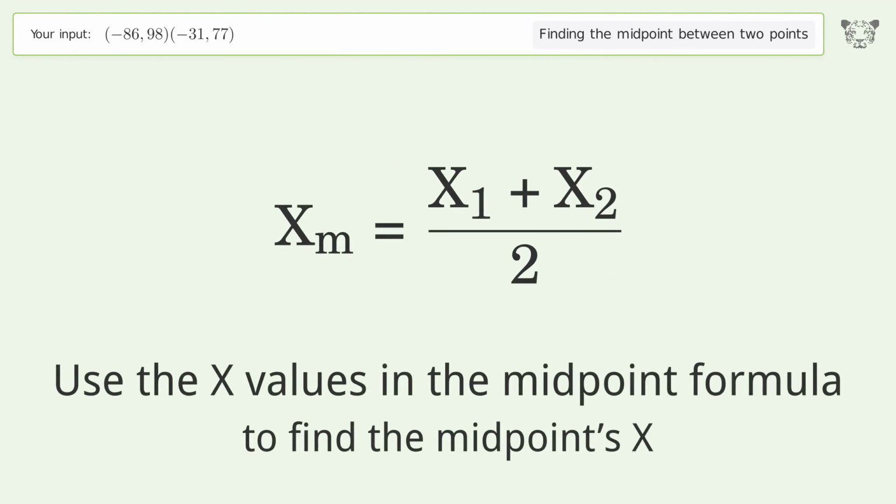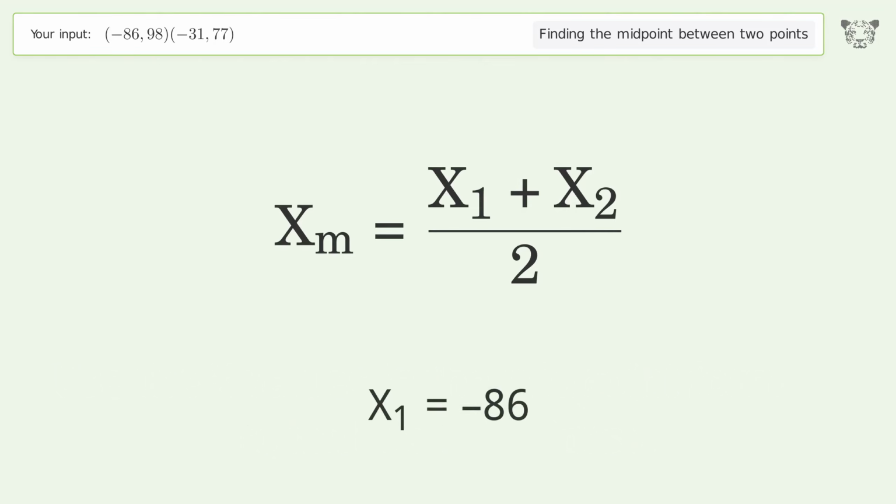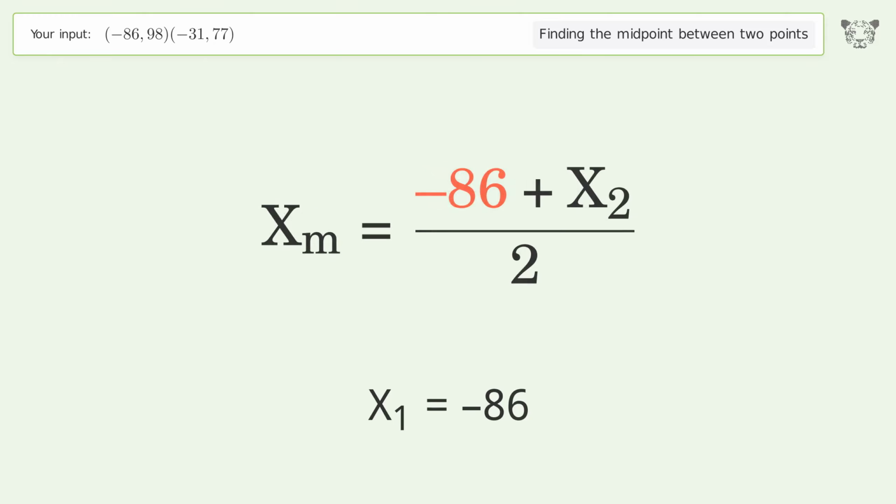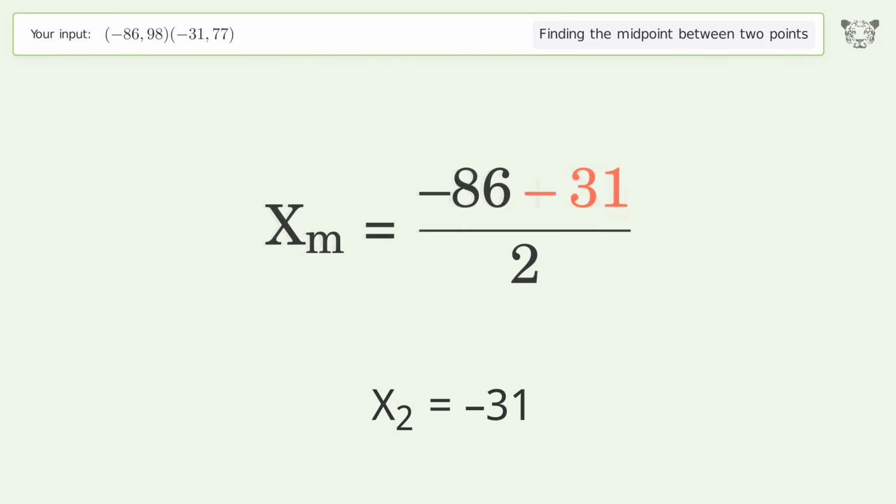Use the x values in the midpoint formula to find the midpoint's x. x1 equals negative 86. x2 equals negative 31. Simplify the arithmetic.